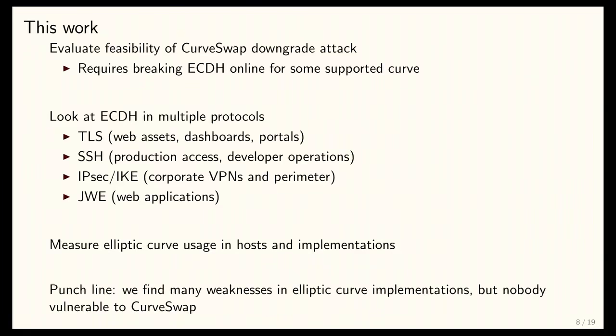So if you want to zone out now for the rest of the talk, the punchline is that we found a lot of weaknesses in elliptic curve implementations, but we didn't actually find anybody vulnerable to a full practical CurveSwap attack. So this is sort of a negative result, which is actually really good for the security of the internet. We had this theoretical attack, tried to find it in the wild, and didn't quite find it, but we got close.